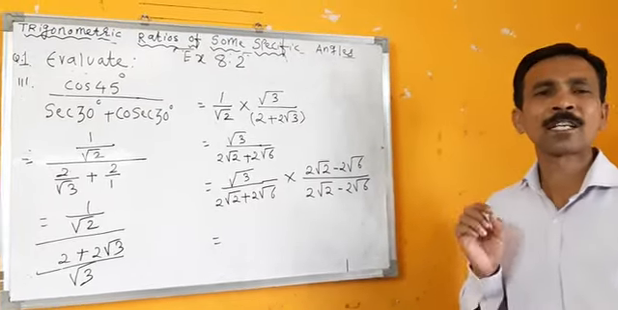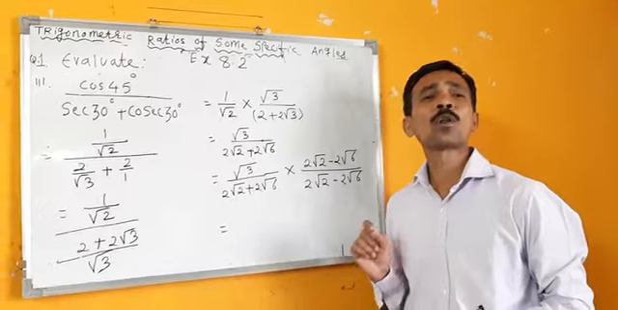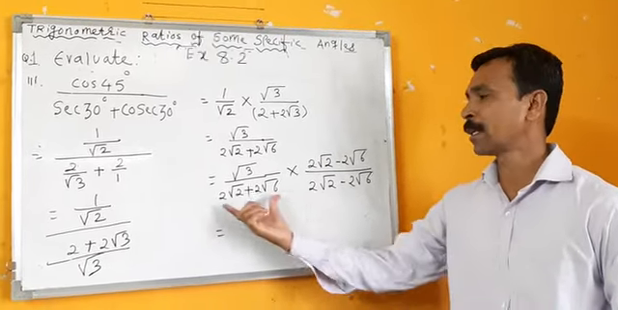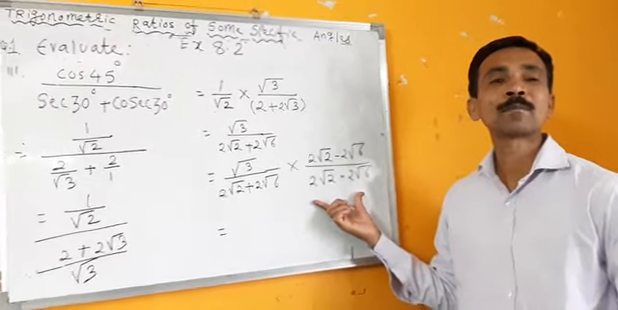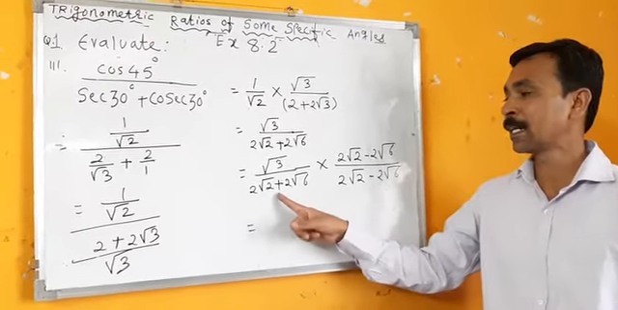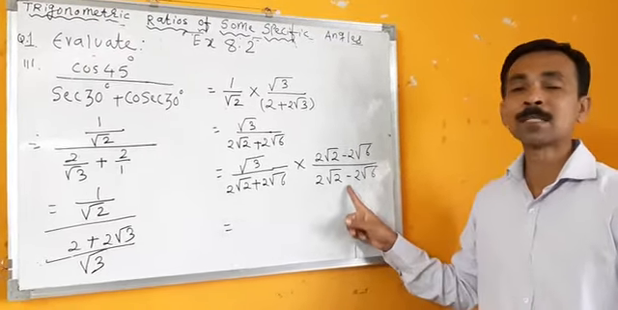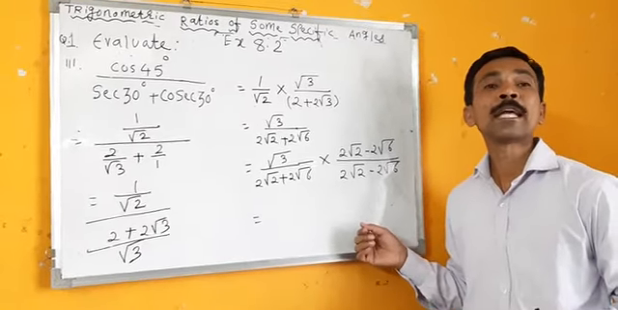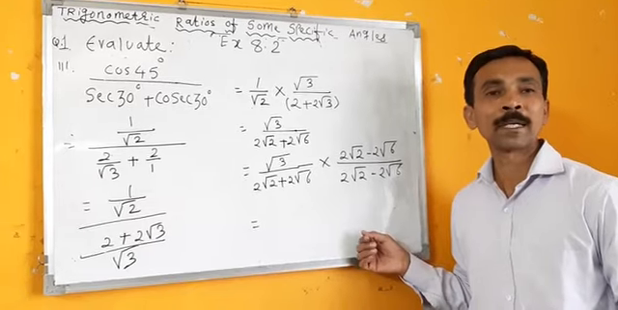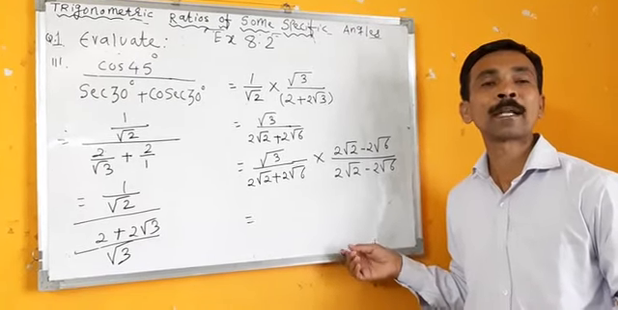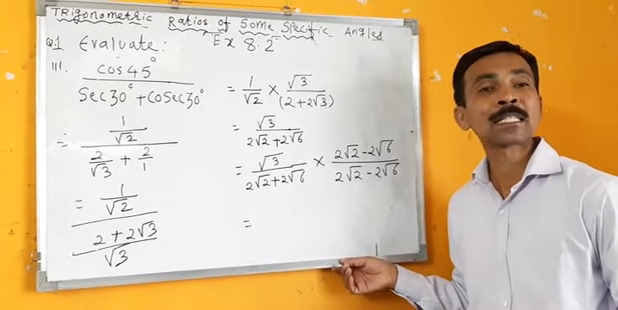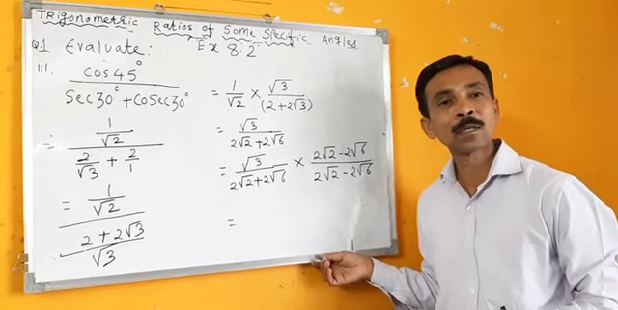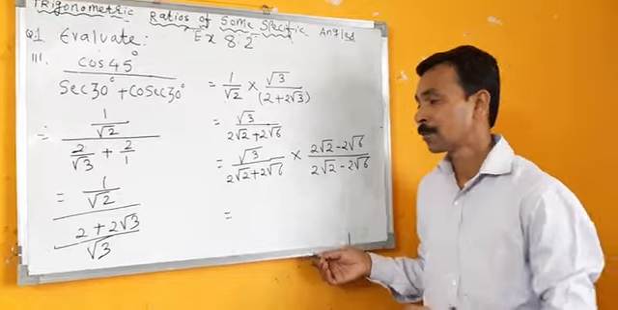Now, multiply numerator with numerator. And in rationalization, denominator is always of the form a plus b into a minus b. See the denominator. Both the terms are same. Only the difference is of sign. Here in between it is plus, here it is minus. So in rationalization, denominator is always of the form a plus b into a minus b. And what is a plus b into a minus b? A square minus b square.